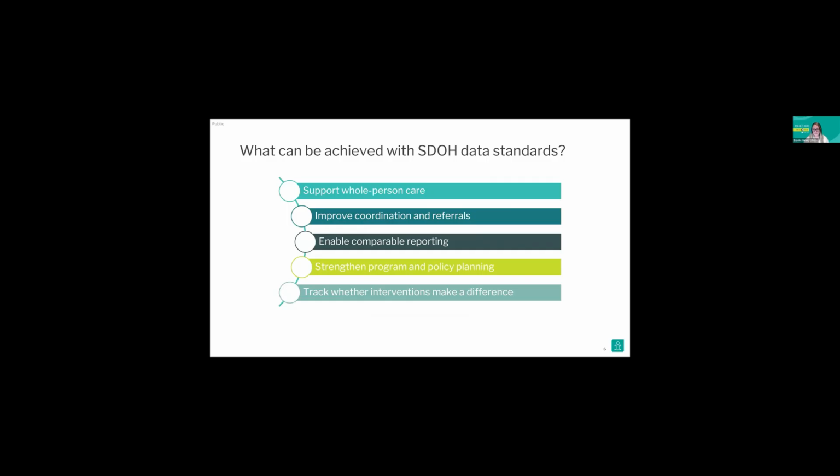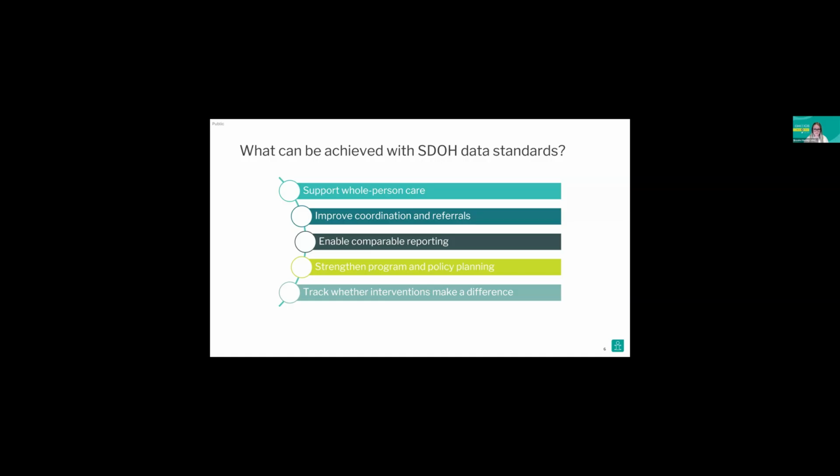So looking ahead, we can also consider what becomes possible in a future state where ESTO data standards are adopted and implemented more consistently across the healthcare system. At the care level, standardized data can support whole person care by giving providers a clearer and more complete picture of the social factors that may be affecting a person's health. It can also improve coordination and referrals by making information easier to share and interpret across teams, organizations, and sectors.